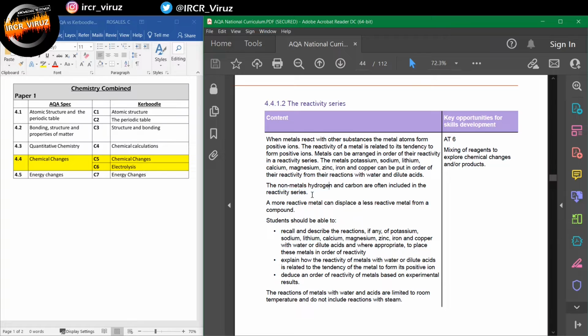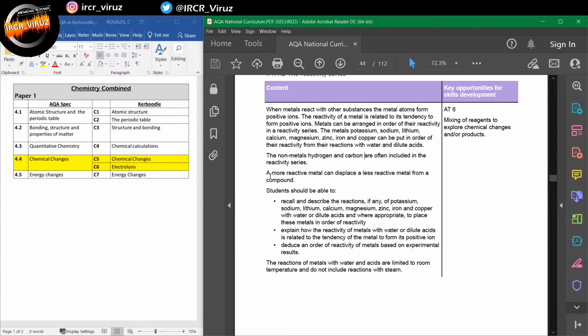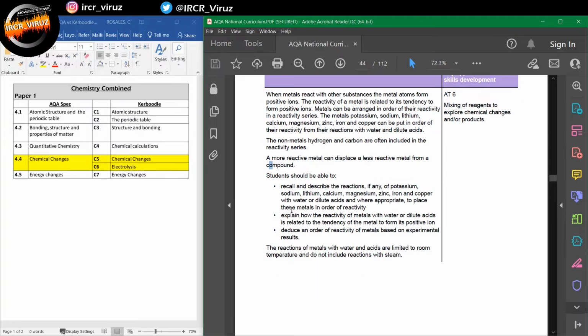Now in the reactivity series, because it's a list of metals from the most reactive to the least reactive, you would think it will only be metals, but normally we add hydrogen and carbon to the list because they are very commonly used for metal extraction. A more reactive metal can displace a less reactive metal, we know that, and students should be able to recall the reactions of magnesium, sodium, lithium, calcium, zinc and copper with water and acid. So you need to remember how they react.